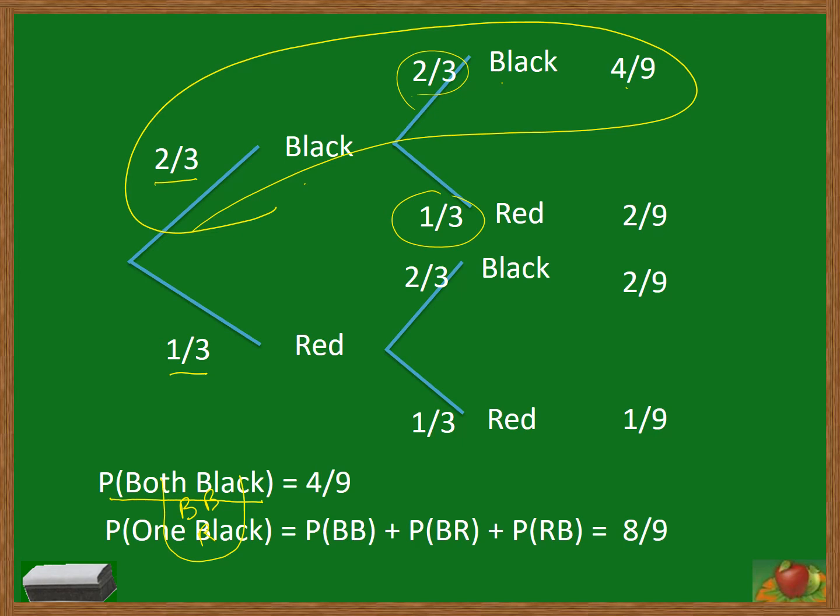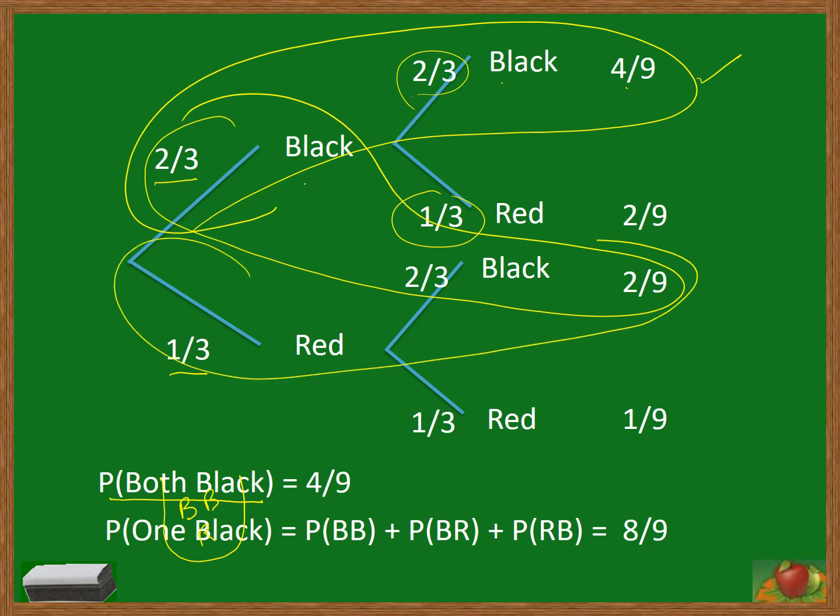The probability that we get one black, it doesn't mean we only get one black, but we get at least one black. This branch has a black, this branch has a black, and this branch has a black. So when I add, sorry, I should have gone around like that. These, where they're actually blacks, I can just add those together and I get 8 out of 9. So that's the probability I get at least a black, one black.